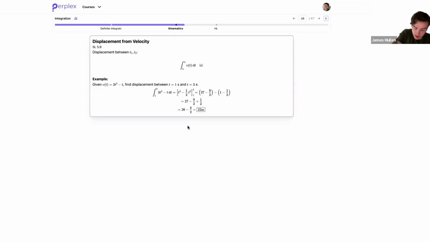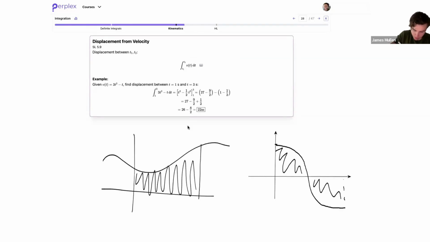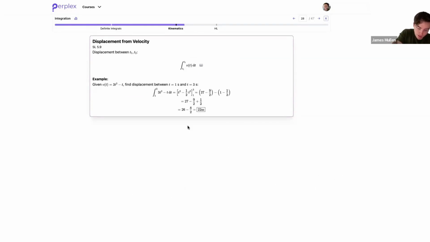Okay, now the good news is this is in your formula booklet. So if you're looking for the displacement, you can actually just do the integral. For example, if I have a velocity of 3t squared minus t, then the displacement between t equals 1 and t equals 3 is the integral from 1 to 3 of 3t squared minus t. I just do nothing that we haven't talked about today, just normal integrals, and I find 22 meters.